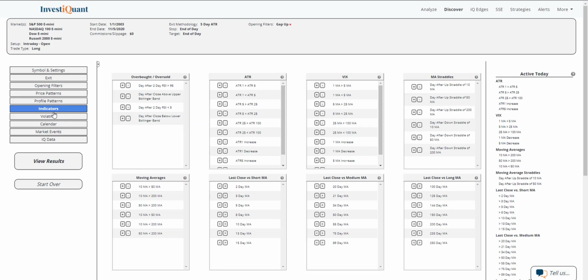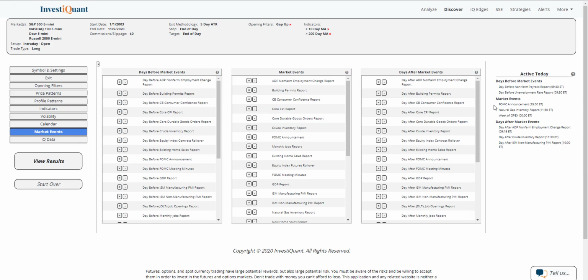For indicators, I'm going to hop in here and put us in a similar market environment of above a 10 and above a 200-day simple moving average. And then I'm going to go into market events, and I'm going to hit that it is FOMC announcement day and hit view results.